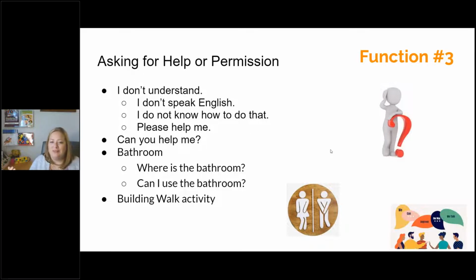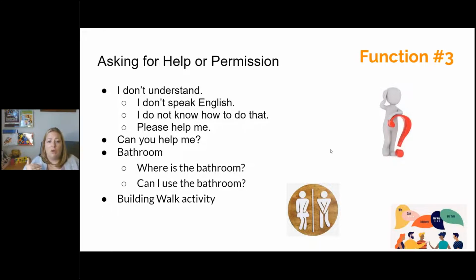Bathroom, that's also survival language, but it's also asking permission. So we're going to need to ask where the bathroom is. May I use the bathroom? Can I use the bathroom? Depending on how you teach that phrase. And all of your students are going to need to be able to communicate that properly.